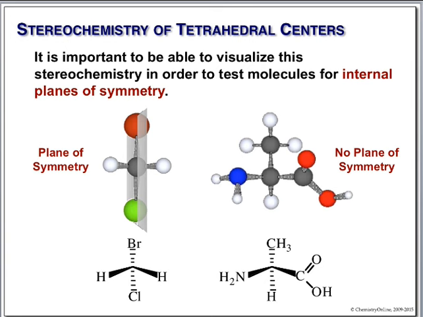This guy, we have four different things around it. If we try to put a mirror right down the middle, we can split those guys, but the amino group is certainly not the reflection of the carboxylic acid. This is a chiral center, this carbon here, and of course this one is not.